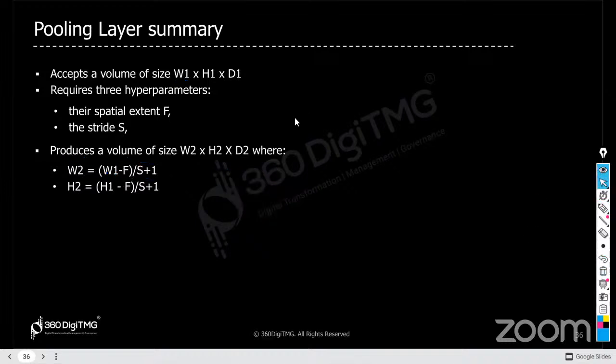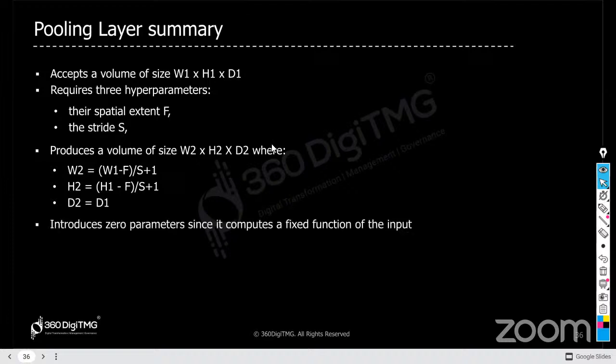And then this is height and this is depth. This is how we will find out. And it introduces 0 parameters since it computes a fixed function of input. So here, when you apply a pooling layer, there are no parameters that your model is going to learn. That is nothing but 0 parameters. Note that it is not common to use 0 padding for pooling layers. We will see what is padding in the coming session.